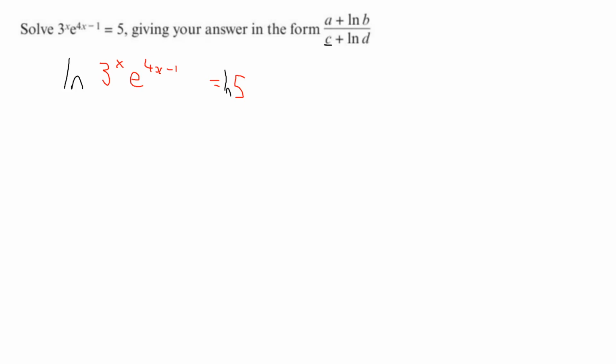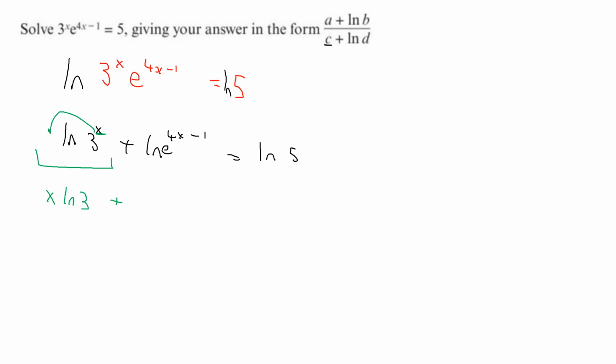Now, let's use the log rules that we learnt in the 4th lesson, I believe. ln 3 to the x plus ln e to the 4x minus 1 is equal to ln 5. Now, for this example, we need to take the powers out of the brackets. How do we do that? We just bring this down. So this is the same as x times ln 3.